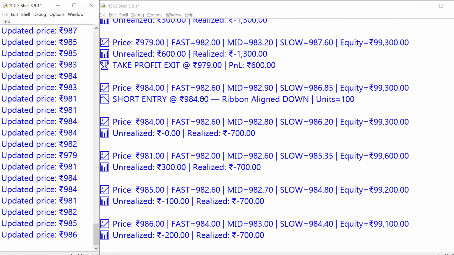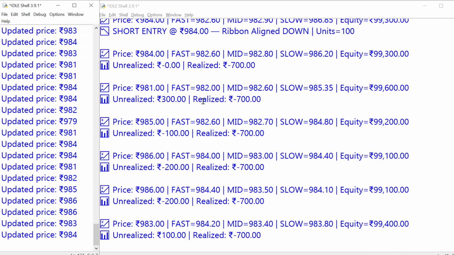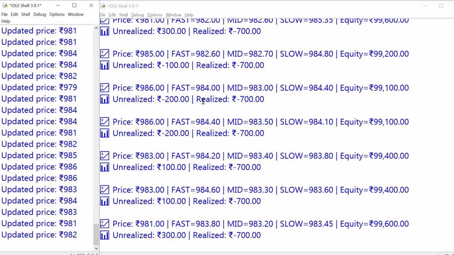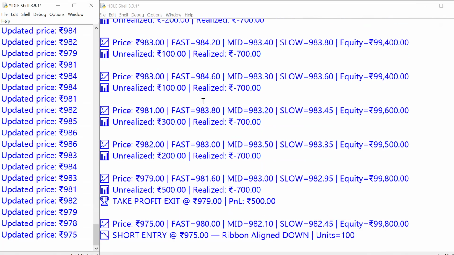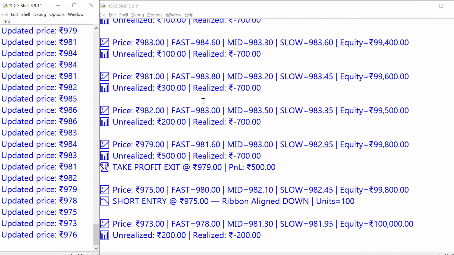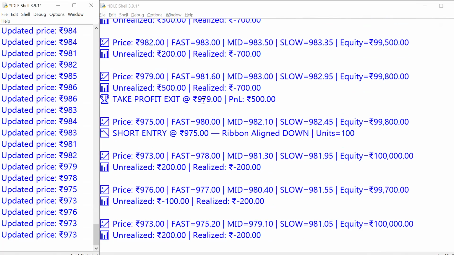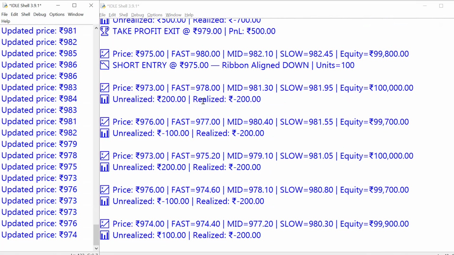So the short entry is at 984. I intentionally created a delay in the change in price and change in algo so that you are able to see what is happening with the market. We have one more profit. Again, the ribbon alignment, we have entered into a short trade again. You can modify small things as per your requirement.